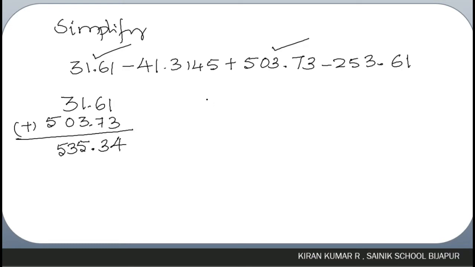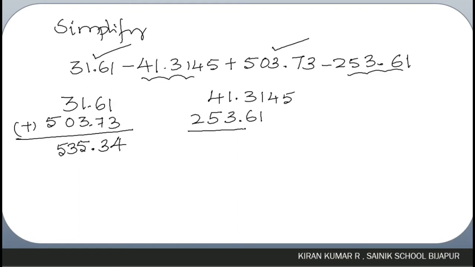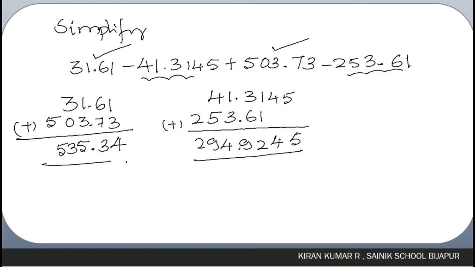Now we are going to consider the other two numbers, negative 41.3145 and negative 253.61. We are going to add these numbers only, 41.3145 along with 253.61. I can add zeros or I can leave it like that. I'll do addition. This will be 294.9245. This will be the result obtained on addition.